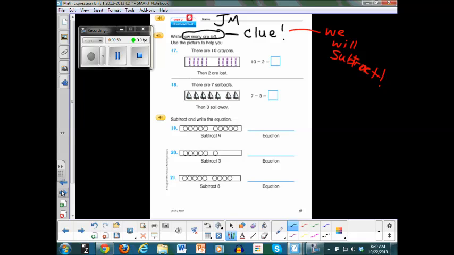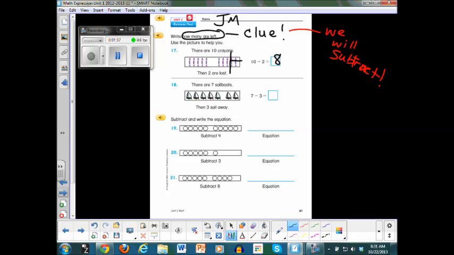Okay, let's say this together. There are 10 crayons. One more time. There are 10 crayons. Then 2 are lost. Brayden, I like your idea of doing a break apart, but don't forget, you must cross off 2. Try not to scribble them out so much that you can't see them. We want to still be able to see that 2 were lost. What is 10 subtract 2? What is 10 take away 2? 8.